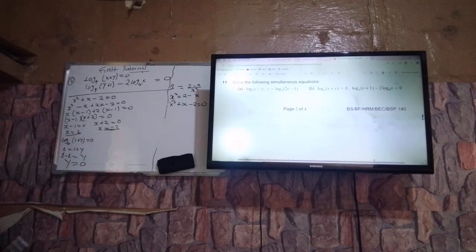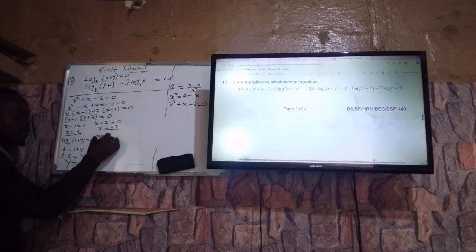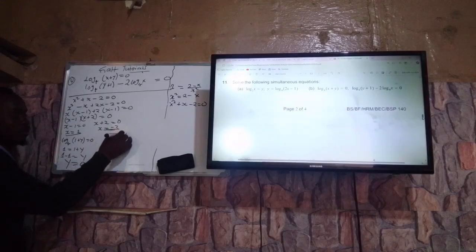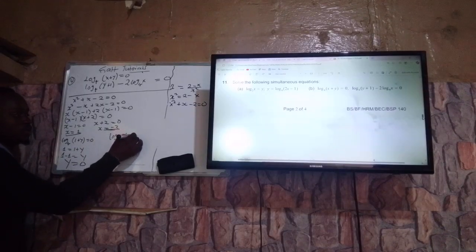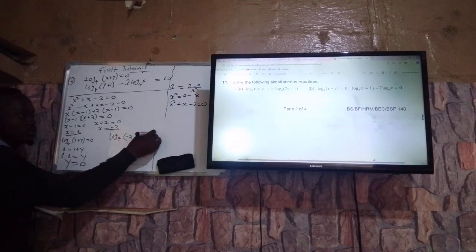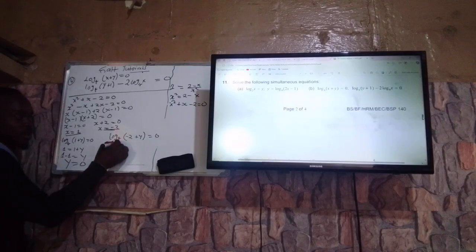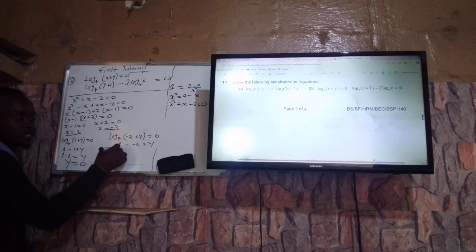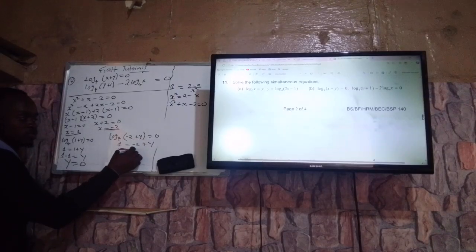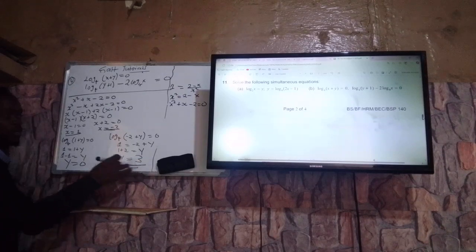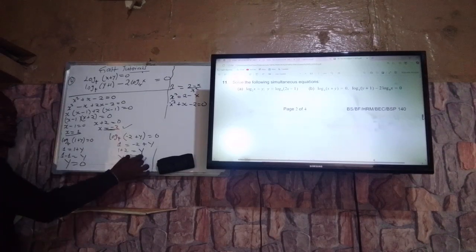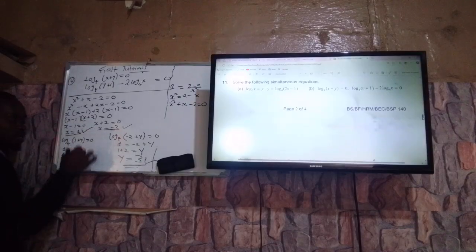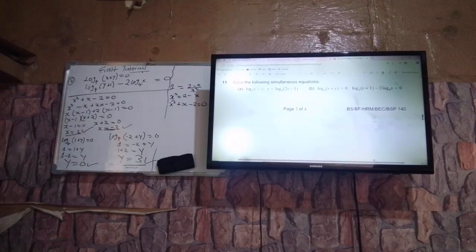So this means that if x is equal to 1, the value of y is equal to 0. What about if x is equal to -2? I'm going to have the log of 4, open bracket, -2 plus y should be equal to 0. 4 power 0, which is a 1, should be equal to -2 plus y. This one across to the other side becomes 1 plus 2 should be equal to y. And the value of y becomes 3. So when x is -2, the value of y is 3. When x is 1, the value of y is 0. You've solved that simultaneous equation.